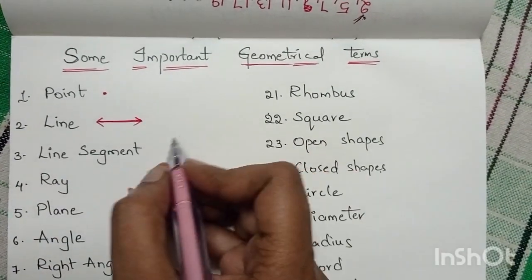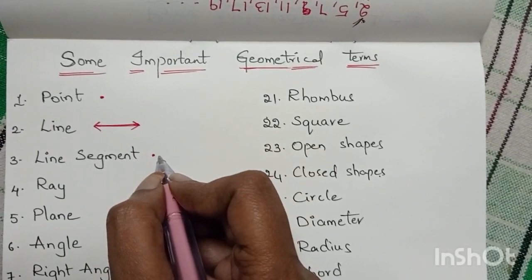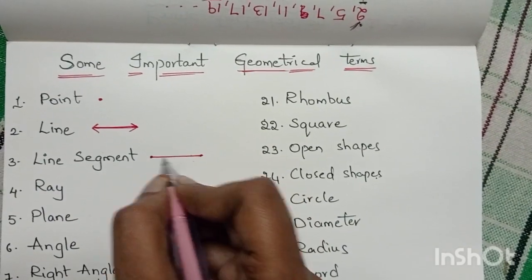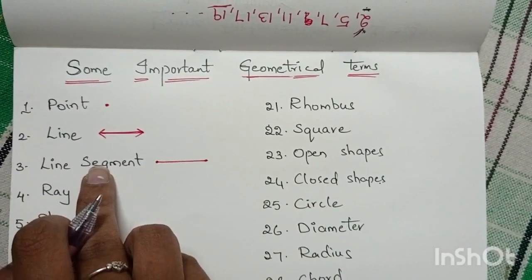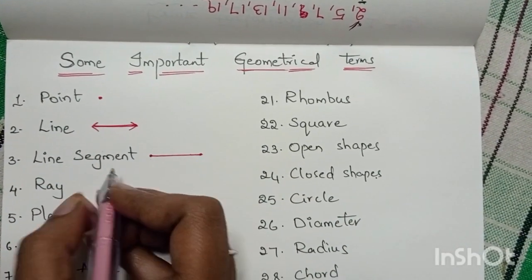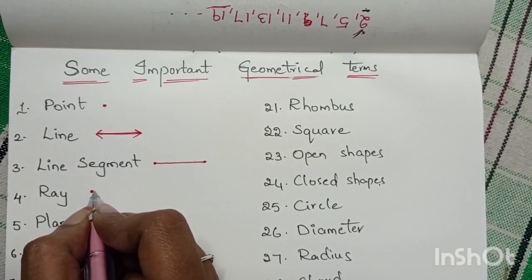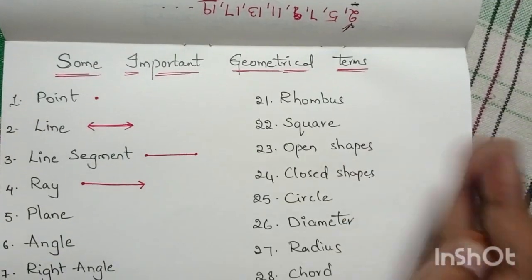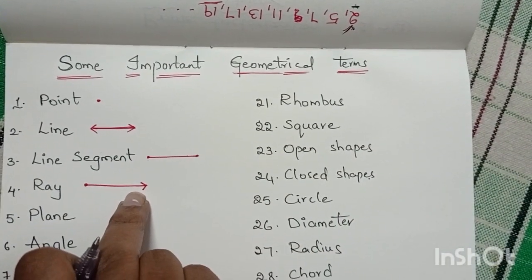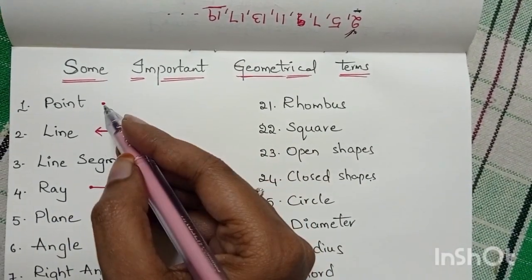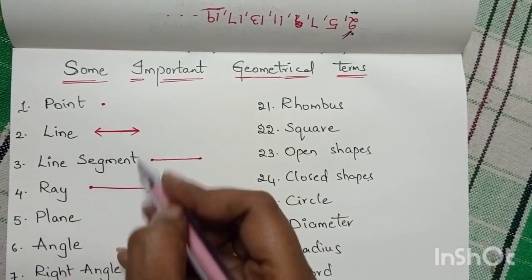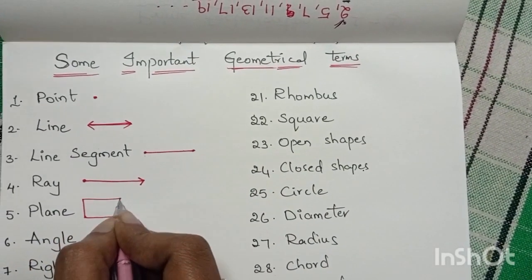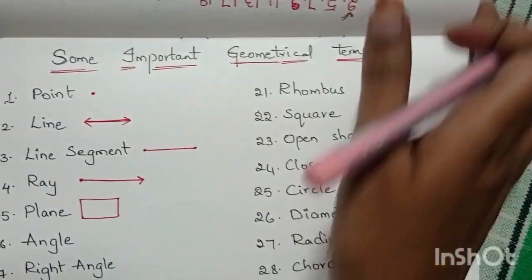Then line segment. It starts at a fixed point. It ends at a fixed point. Starting point and ending point will be there. That is called line segment. Ray. Starting point only will be there and it can extend endlessly anywhere from one point. Then plane. All this point, line segment, these all things lie on a plane surface. Plane surface is nothing but a flat surface.